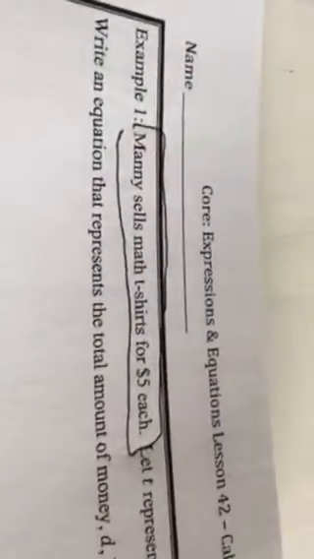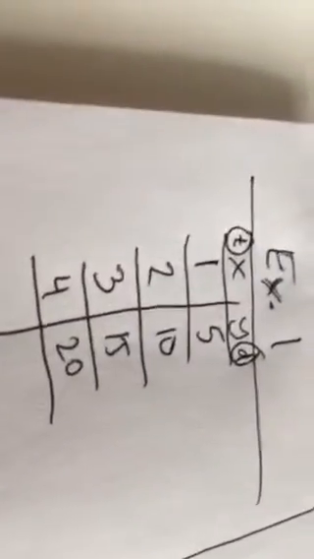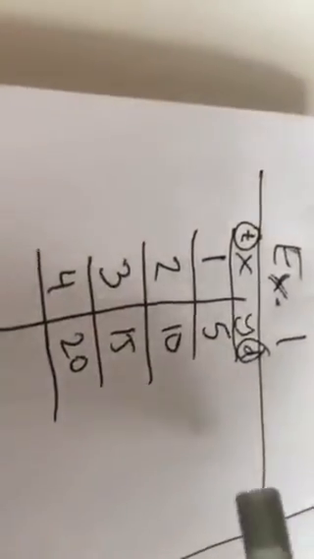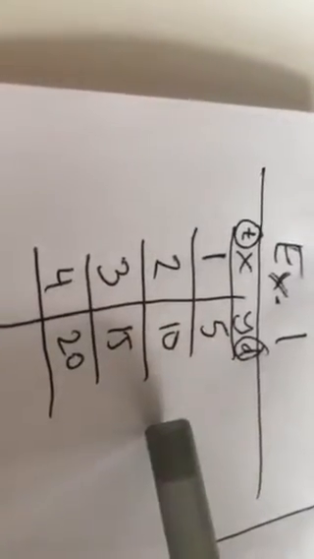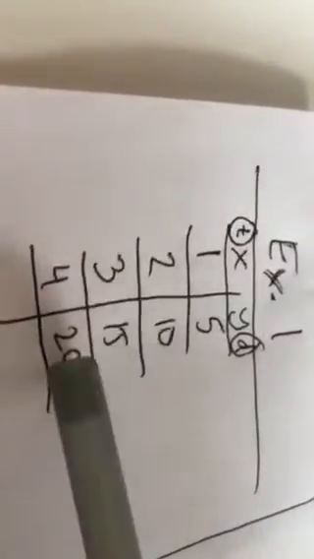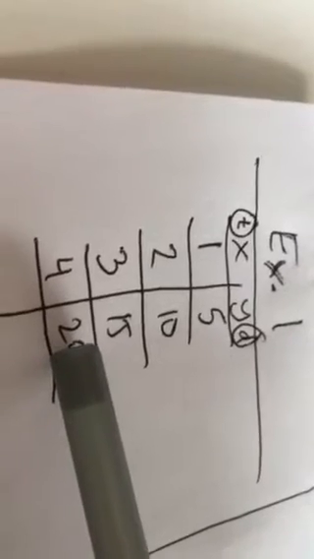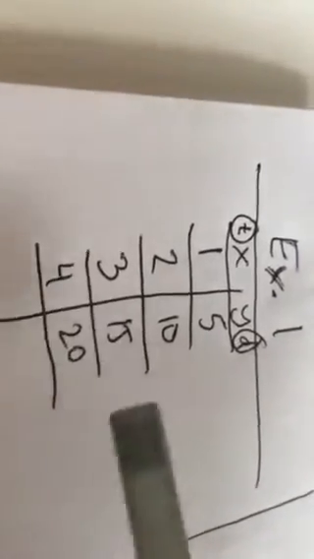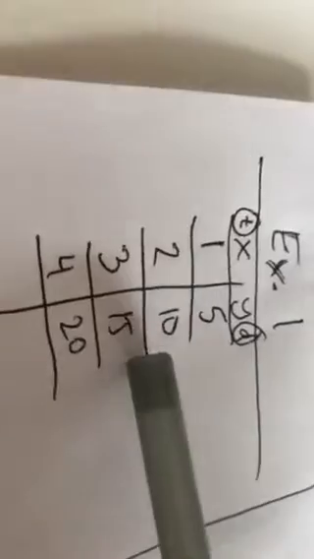$15, 4 cost $20. This ratio table right here, I made that on my own based on just this first sentence, where it says Manny sells math t-shirts for $5 each. Based on that information, I came up with that ratio table. When he sells 1 shirt, it's $5. If he sells 2, it's 10. I don't know how many he's selling. I don't even care how many he's selling, but I know that if he sells 4, that's going to be 20 bucks. If he sells 3, that's $15.